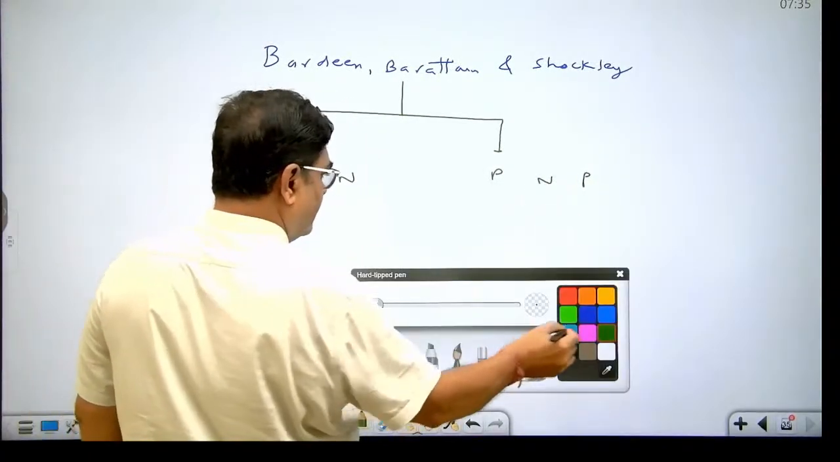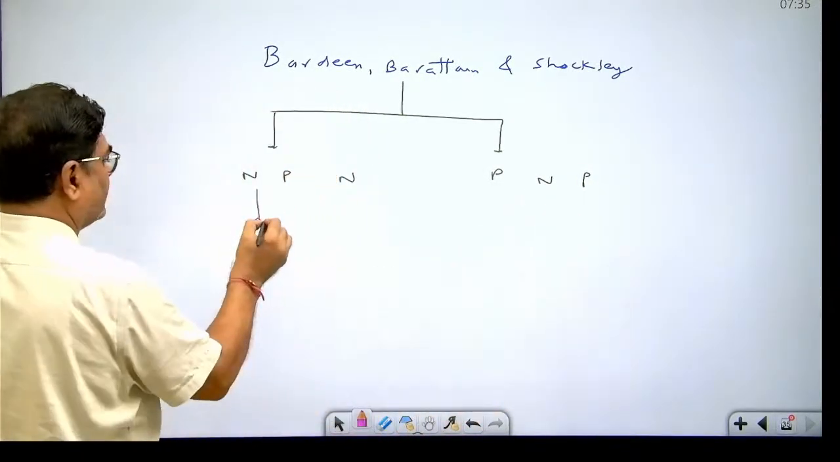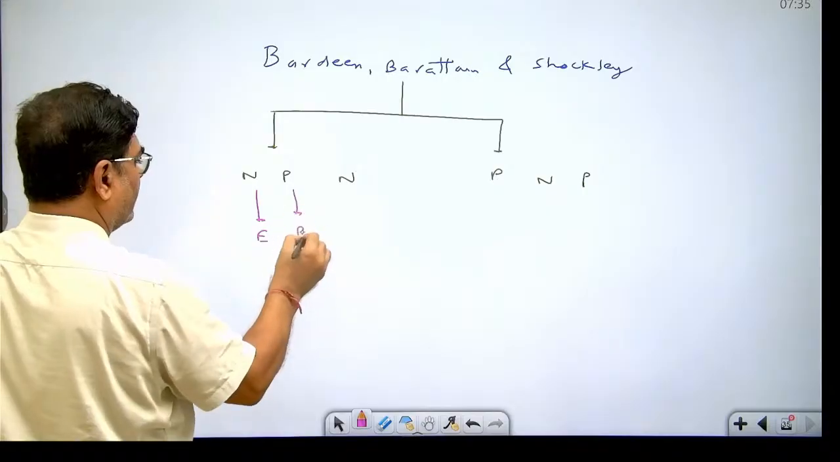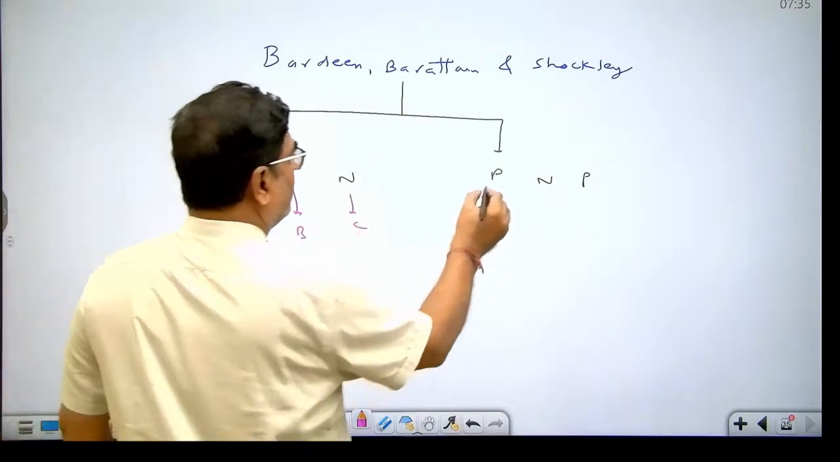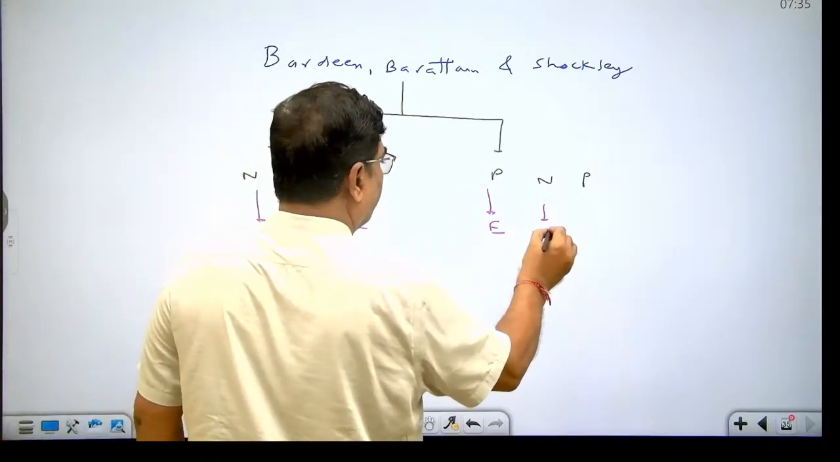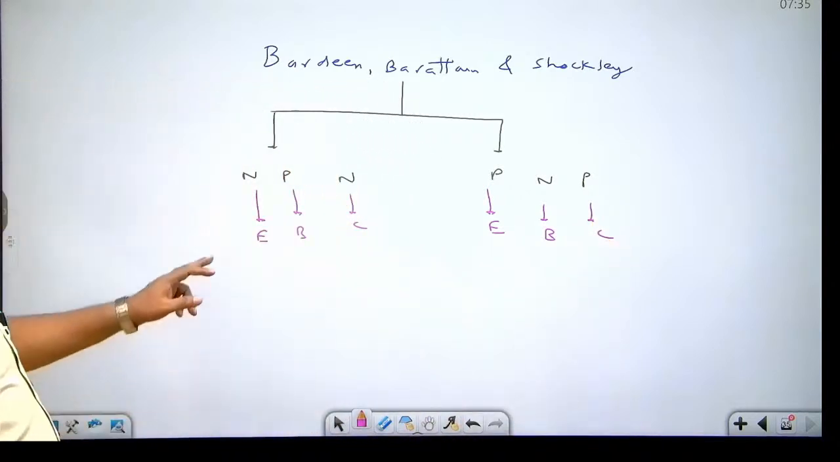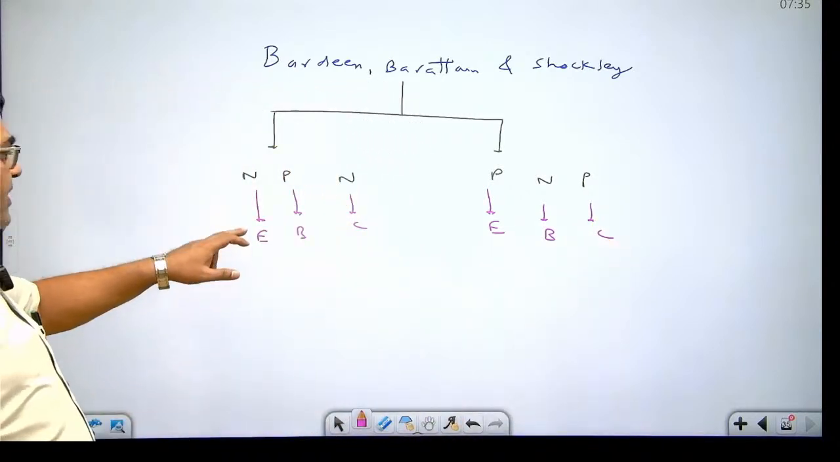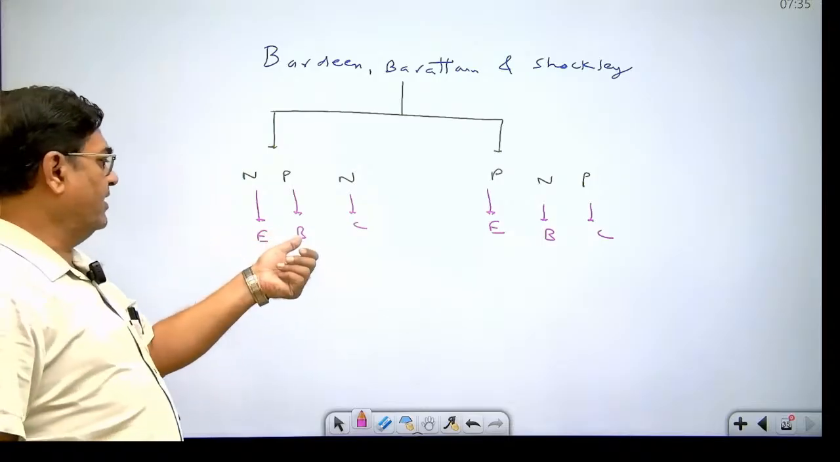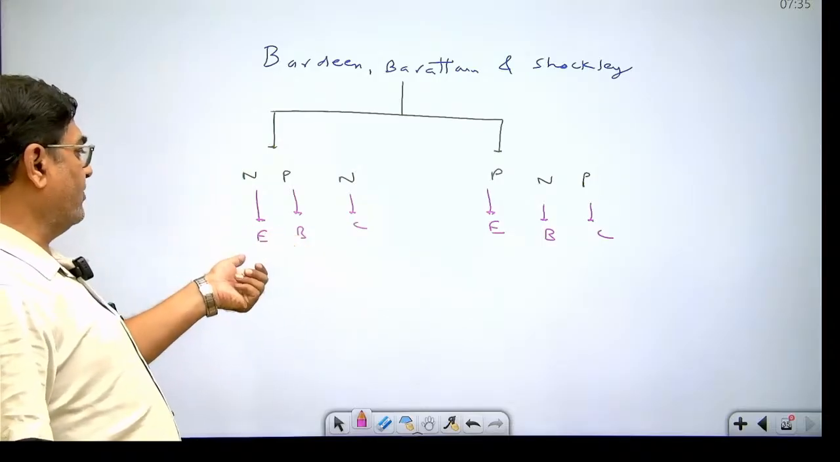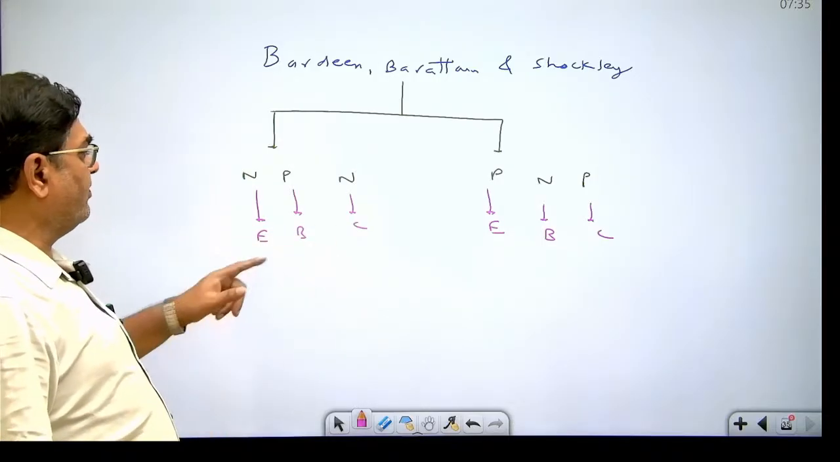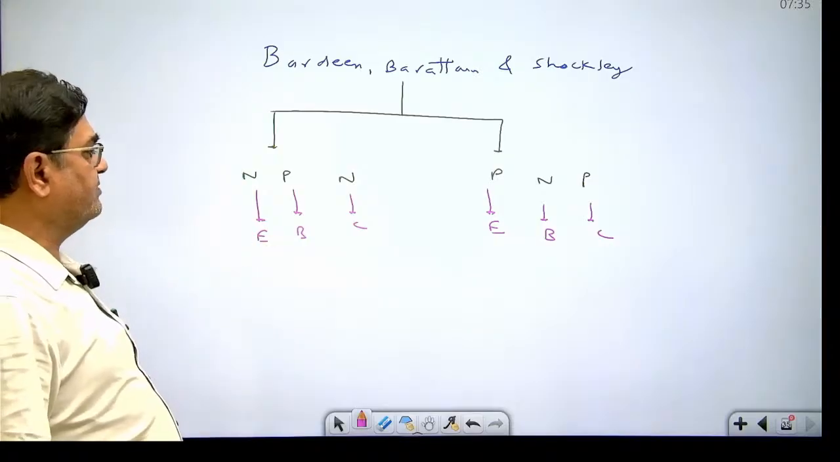In every transistor, the first part is called emitter, second part is base and third part is collector. In an NPN transistor, the role of the emitter is to transfer electrons from emitter to base. The role of the base is to receive the electrons from the emitter and transfer them to the collector. And the role of the collector is to collect the electrons from the base zone.